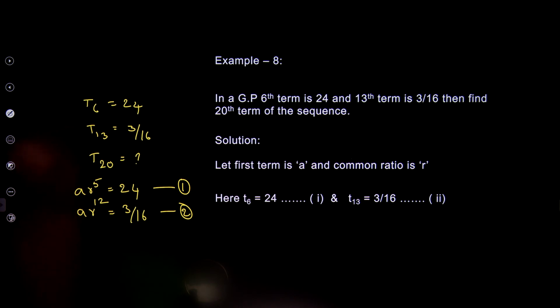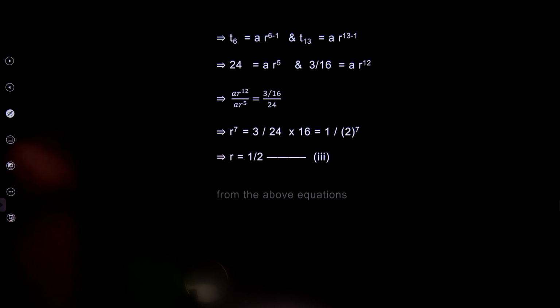Here the 6th term is 24 and the 13th term is 3 by 16, then find the 20th term. So now we know that T6 means A r power 5, that equals 24, and the next term T13 is A r power 12, that equals 3 by 16. Then we will find T20, which is A r power 19. Substitute the A and r values in that equation, then we will get the answer.